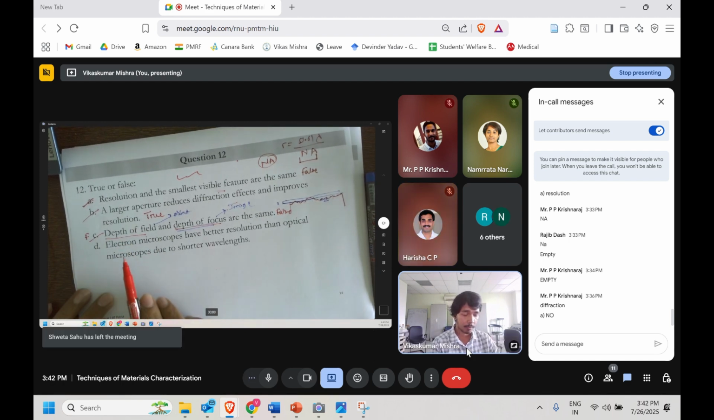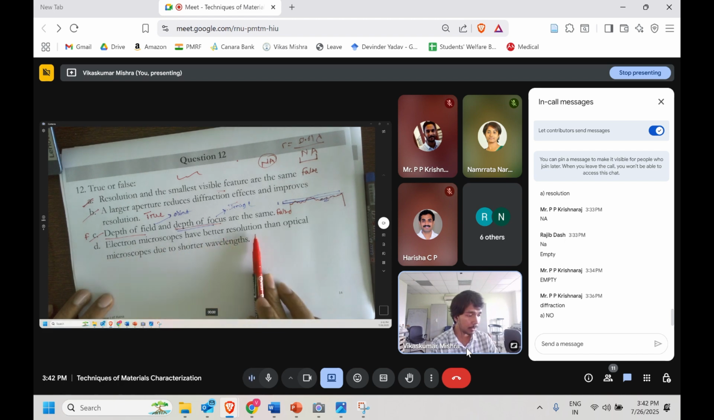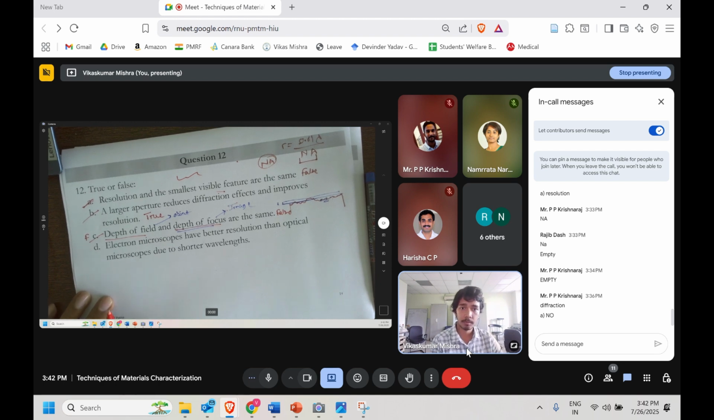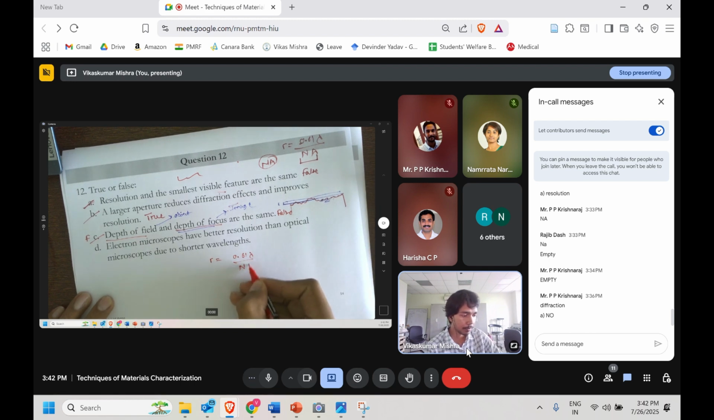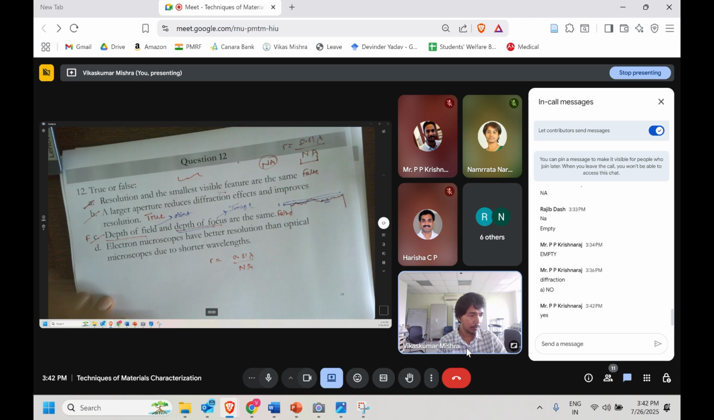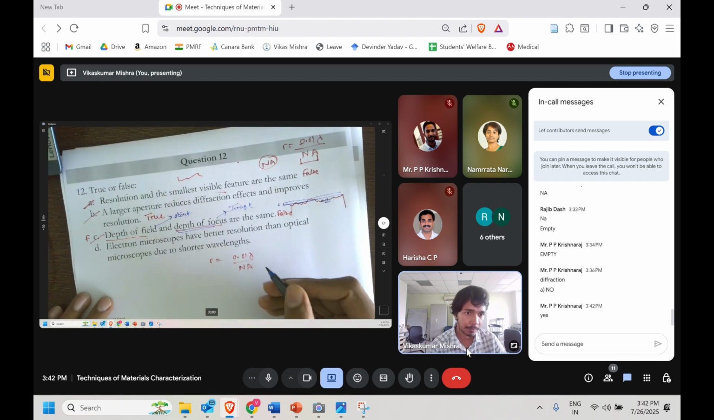Now the last one. Electron microscope has better resolution than the optical microscope due to the shorter wavelength. Is it true? So again, let's have a look at the resolution formula, that is 0.61 lambda divided by numerical aperture. We'll stick with this formula. Yeah, it's true, Krishna Raja.